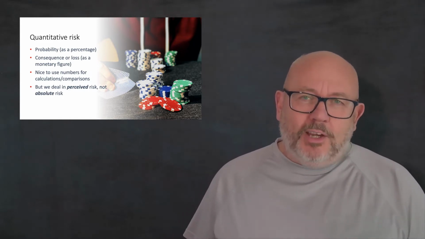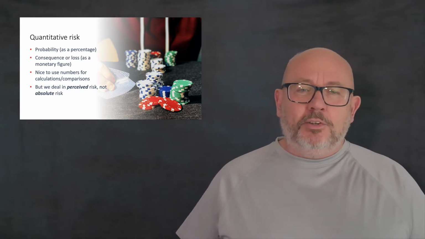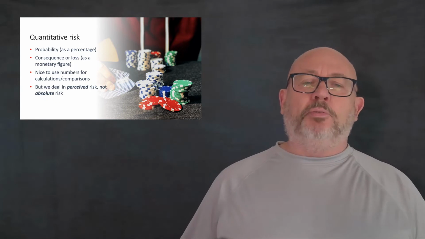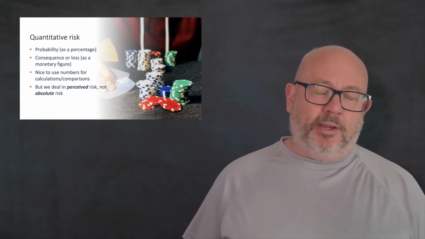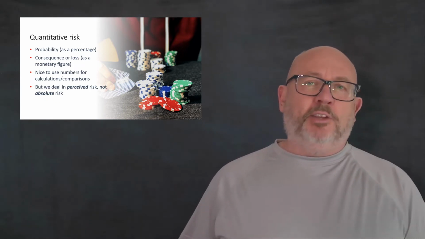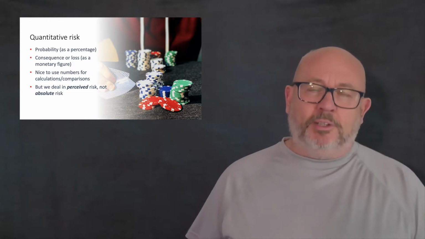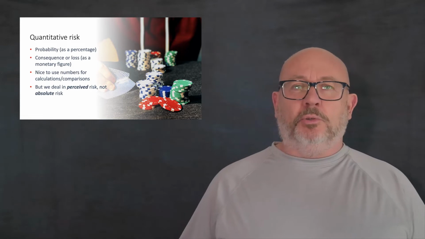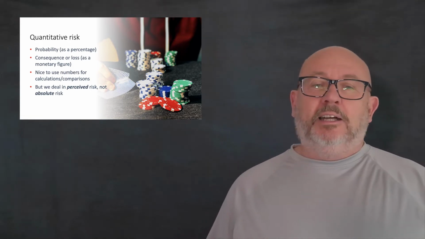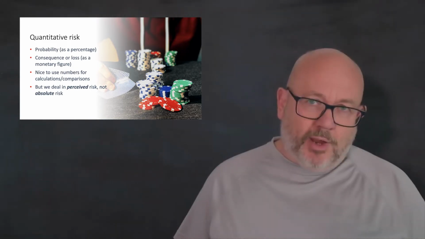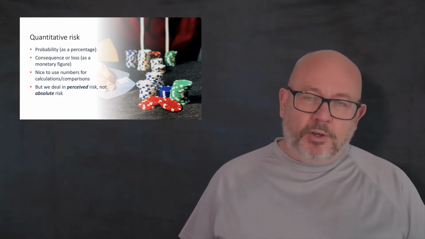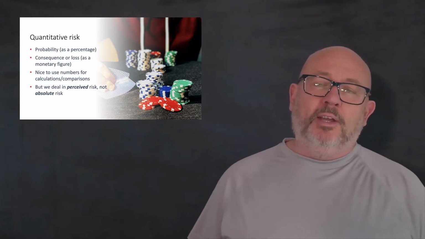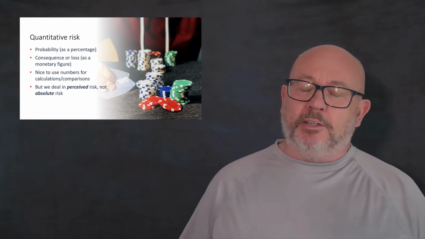But when we try and quantify risk, there are two dimensions to them. There's the probability of this bad thing happening, and we tend to use a percentage for that, for probability as a percentage. The second dimension is the consequence or loss or severity, and usually we'll try and put some kind of monetary figure on the cost of that failure materialising.